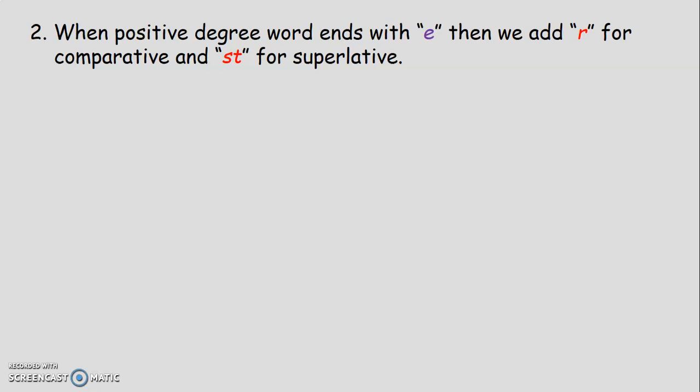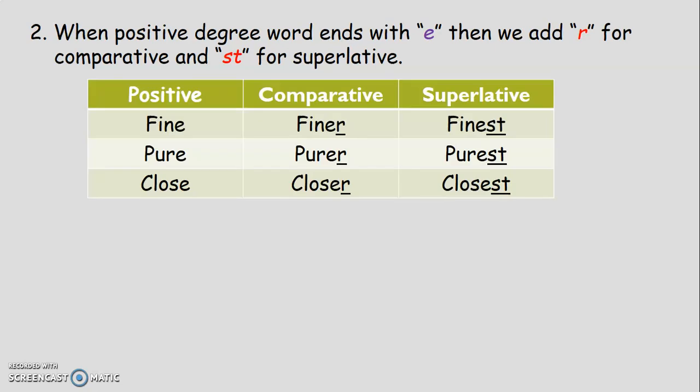Let's move to the second rule. When a positive degree word ends with E, then we add R for comparative and ST for superlative. Let's see the example. For example, fine. When the positive word ends with e, we add r in the comparative, that is finer, and we add st in the superlative, that is finest. See more examples: pure, purer, purest, close, closer and closest.